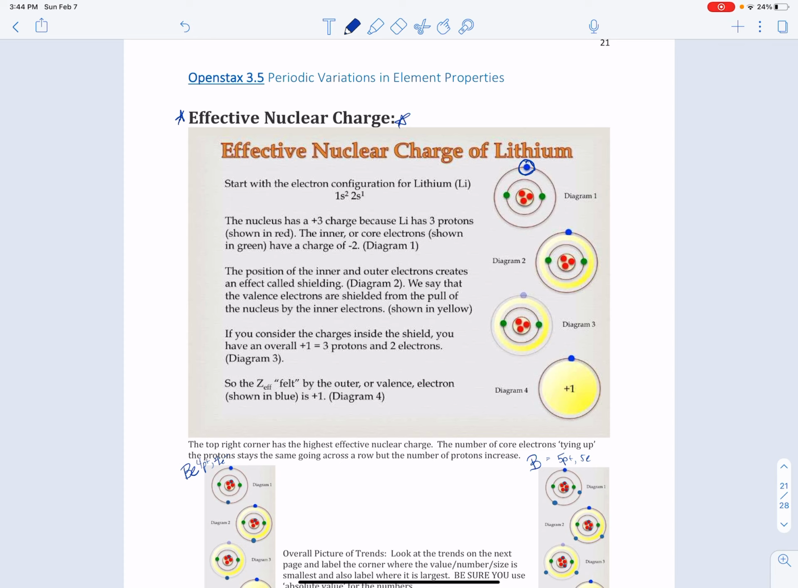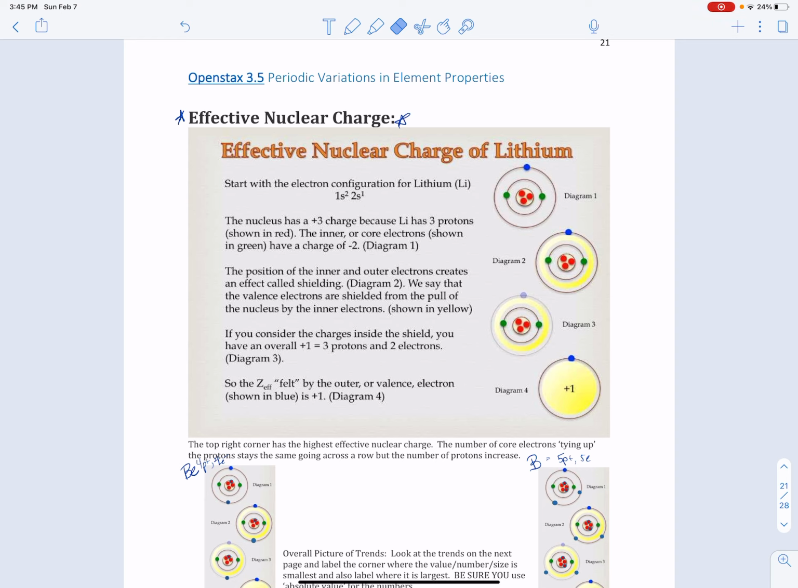So if a single electron in that outer valence can feel all three of those protons at the same time, it's going to hold it in tight. But let's say that it can only feel one proton at a time. It'll still hold it in, but just not as tightly. So we're going to be looking at how the core electrons, or the inside electrons, kind of hide some of the protons from the outer electrons, and how that changes how easy it is to take off that electron, basically the pull between those positive and those negatives.